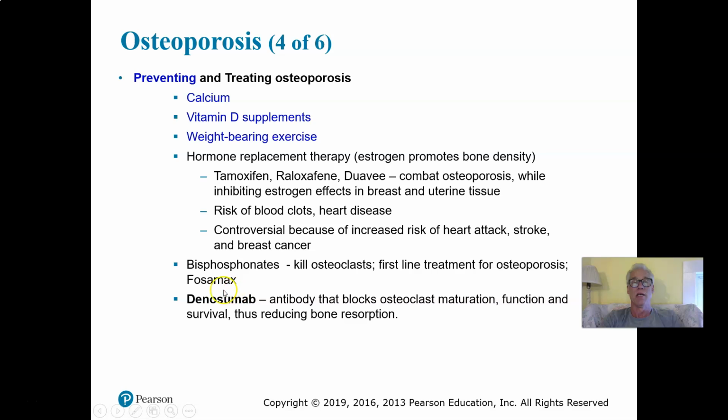Here's an antibody medication that also prevents the production of osteoclasts. We're also targeting that cell type to prevent loss of bone density.